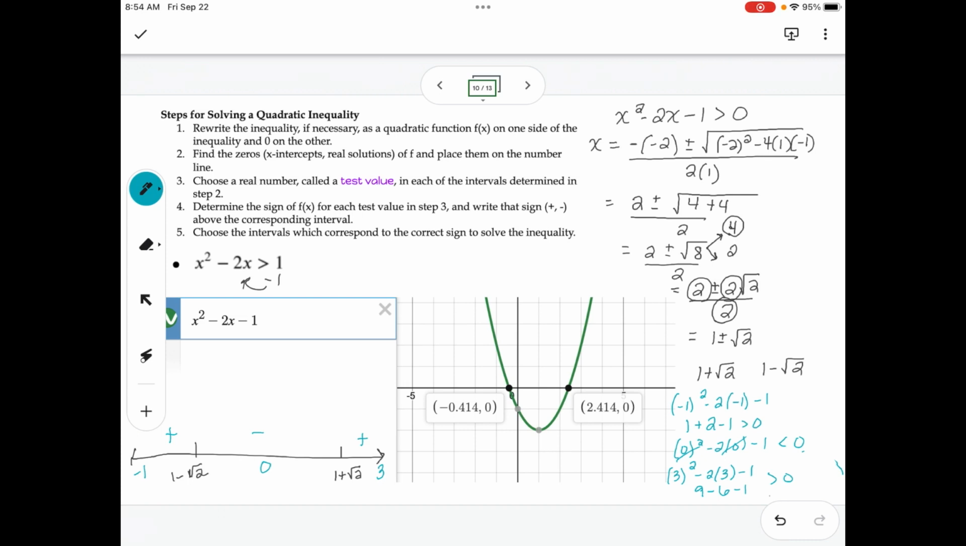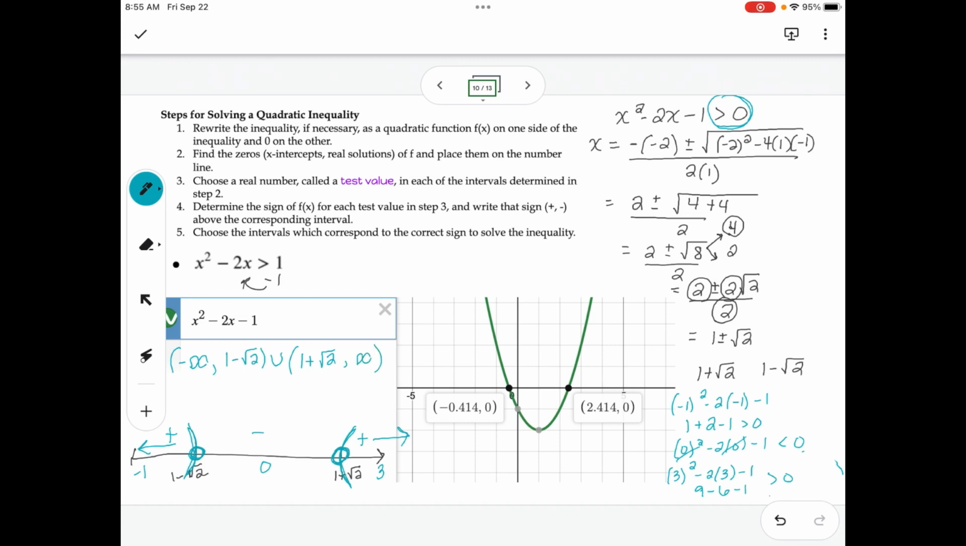But this time we're looking for where our y values are greater than 0. These are open points here and here, right? Because it's just greater than. Where are we greater than 0? We are greater than 0 in this direction towards negative infinity, and this direction towards positive infinity. So my interval is going to be negative infinity all the way until I reach 1 minus the square root of 2. Hop over the center because we're negative in the center. 1 plus the square root of 2 to positive infinity.